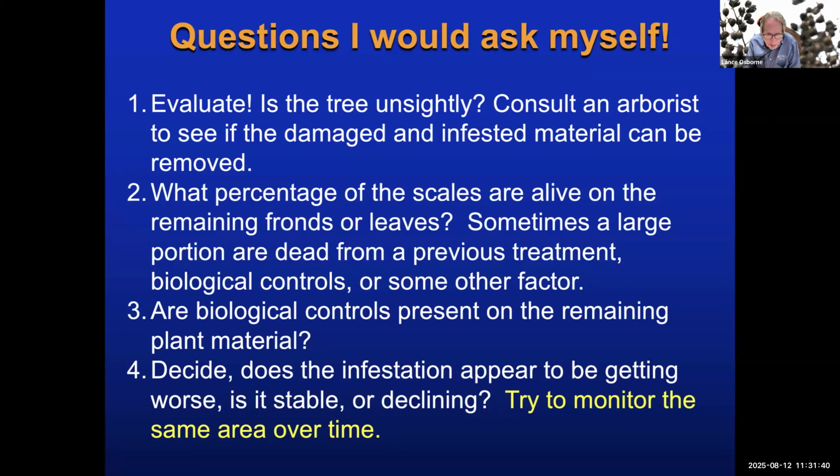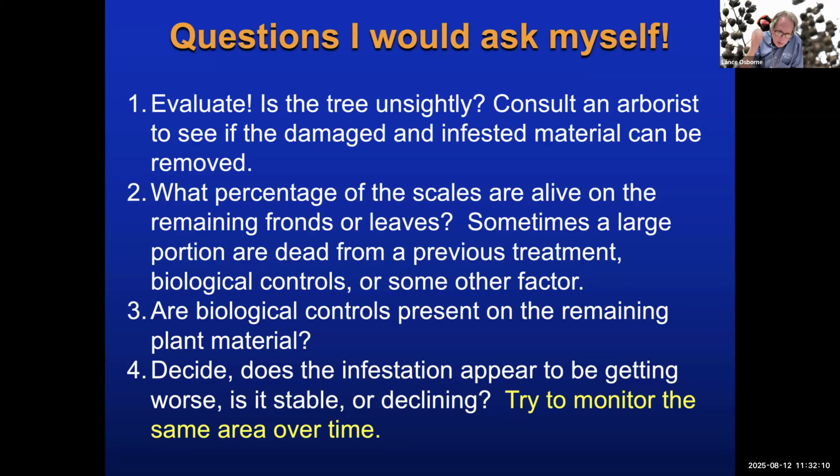Sometimes a large portion is dead from previous treatment or biological controls, or maybe some other factor that we don't know exactly what it was. Like I said, we found a lot of scales infected with insect pathogenic fungi. Are biological controls present on the remaining plant material? So you can see if you are keeping a resident population there that you might be able to rely on in the future.